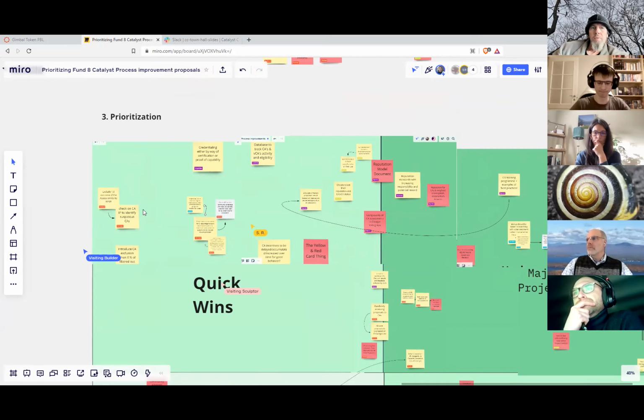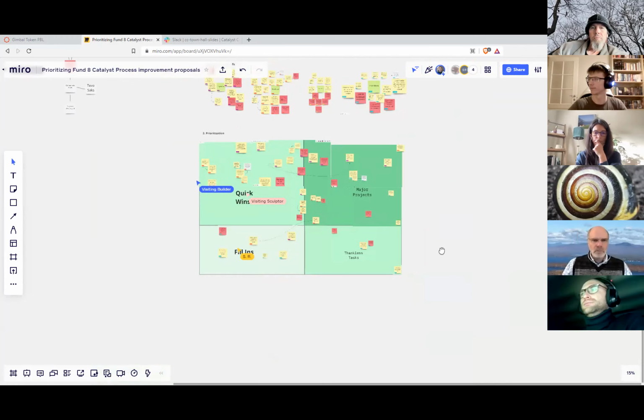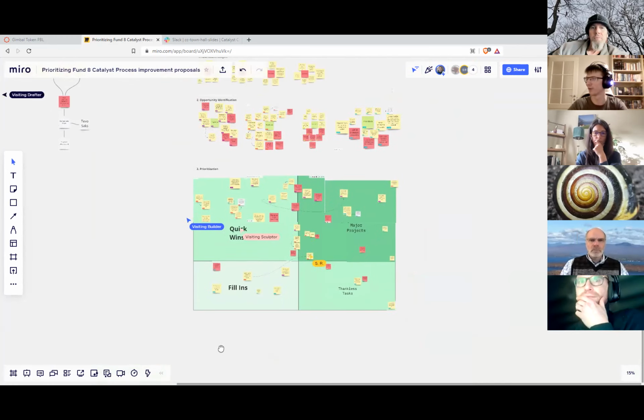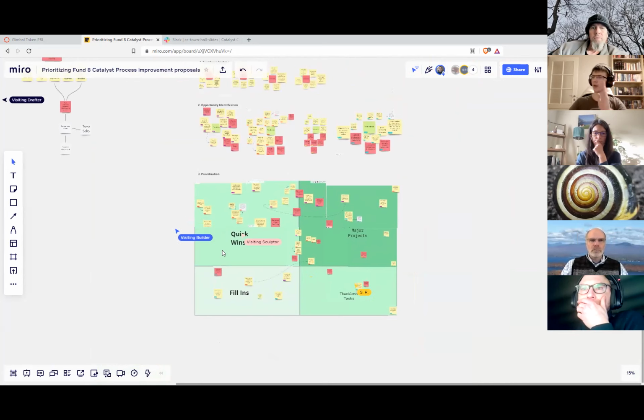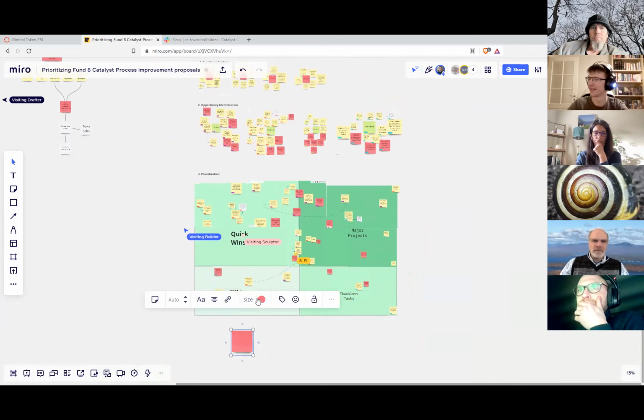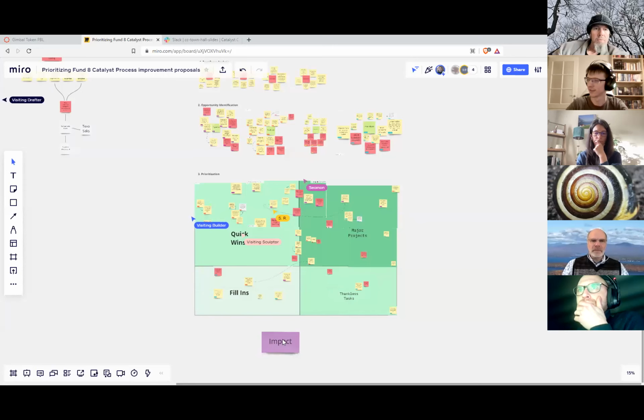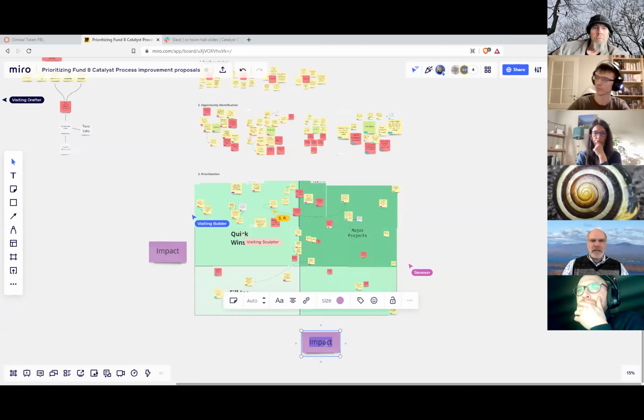Sorry, just a quick question. I understand the x-axis is going to be time from the looks of it. What's the y-axis exactly? Oh, yes, I didn't make a picture of this. So the y-axis is impact. Thanks. And the x-axis is actually effort.